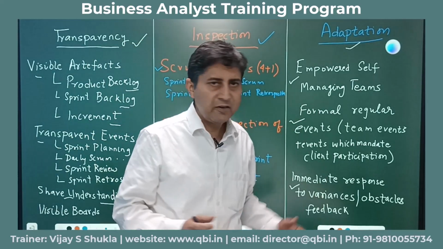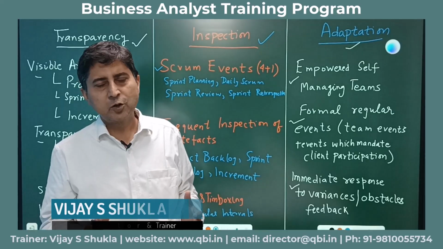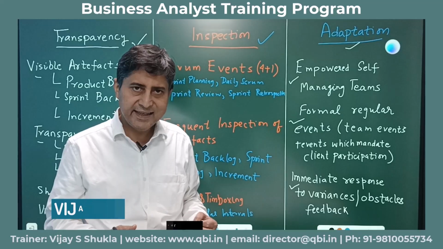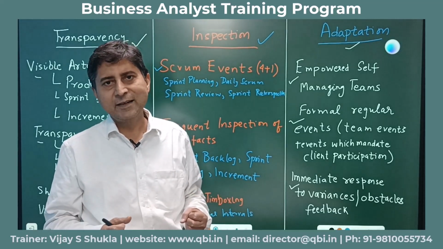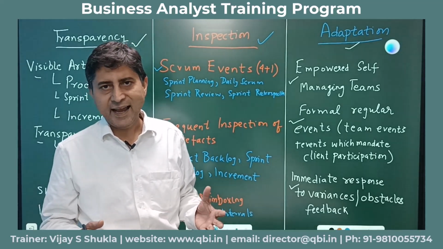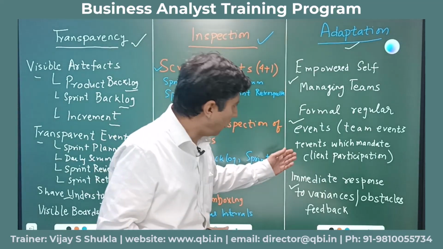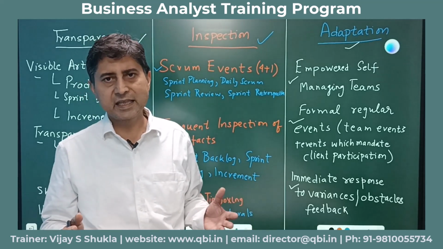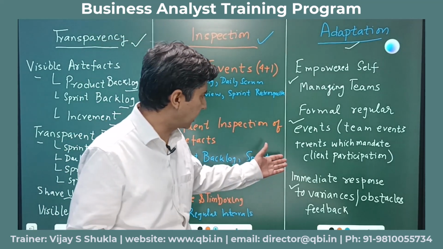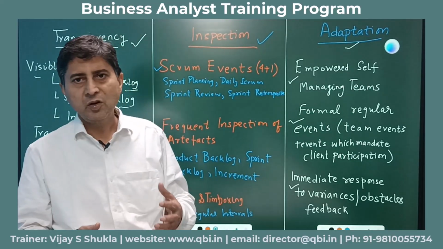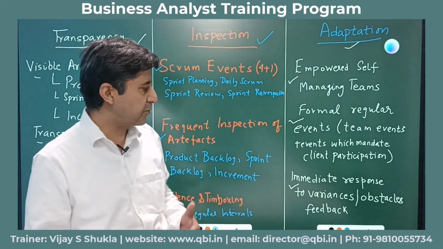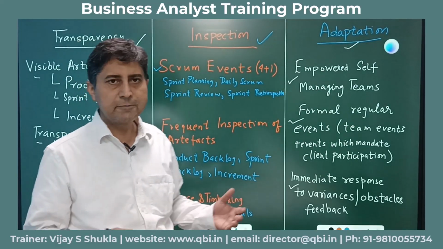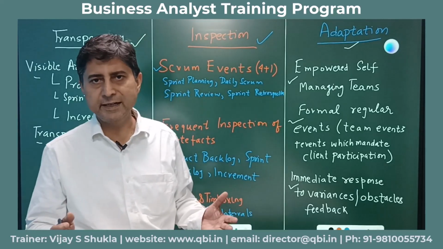Since the team is empowered, they are able to adapt to internal and external circumstances. The feedback from the client and the internal feedback which the team may receive are acted upon with speed. Then the formal regular events, the events which we discussed, sprint planning, daily Scrum, sprint review, and sprint retrospective, are also a time to receive feedback and to adapt to changing circumstances. There are team events which mandate client participation, for example the sprint review.